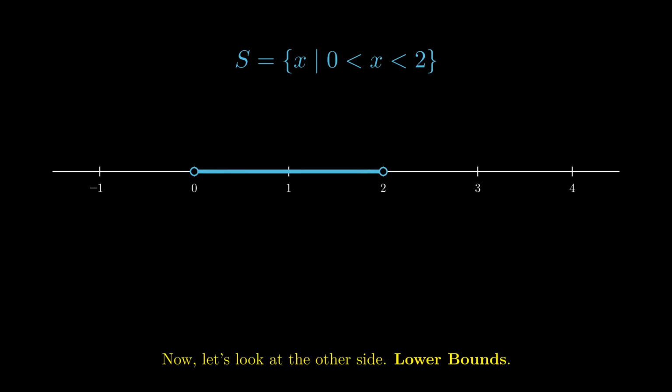Now, let's apply this same logic to the other side. The lower bounds are everything that sits to the left of our set. -1 works. It's smaller than everything in S. 0 works. It is the exact edge. But if you try 0.5, you fail because there are numbers in the set smaller than it.